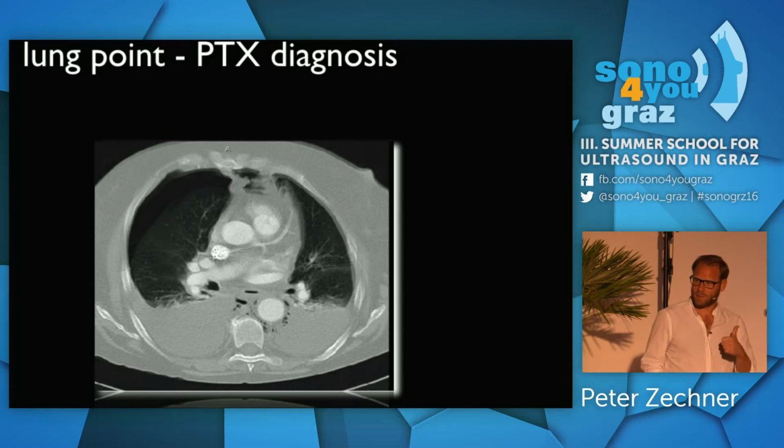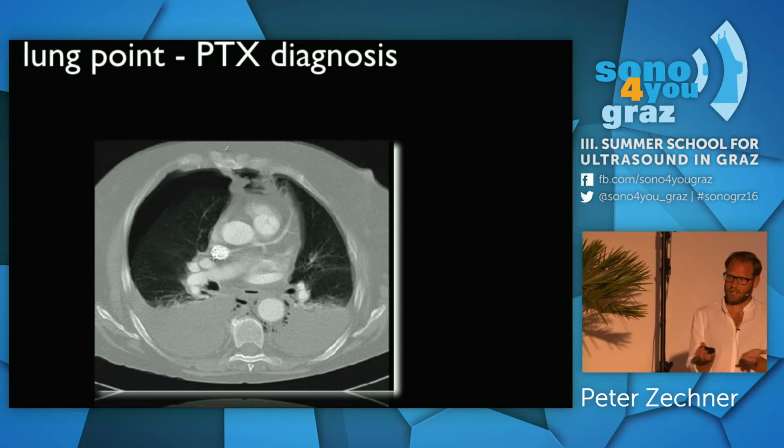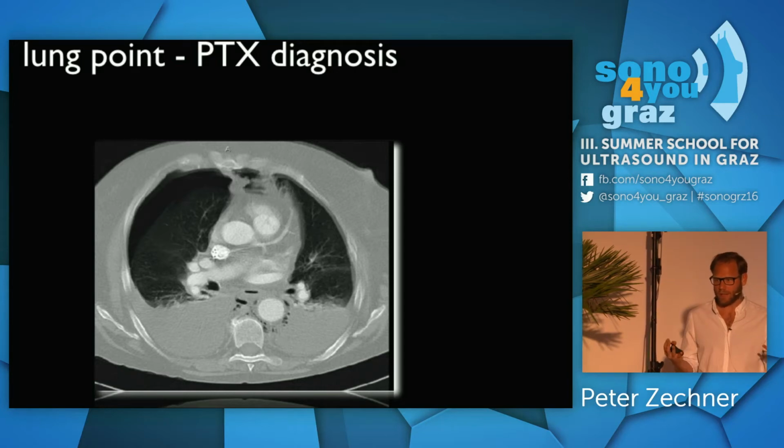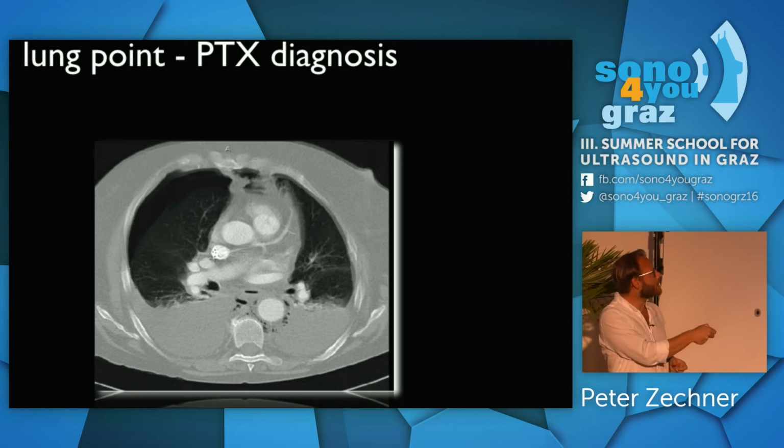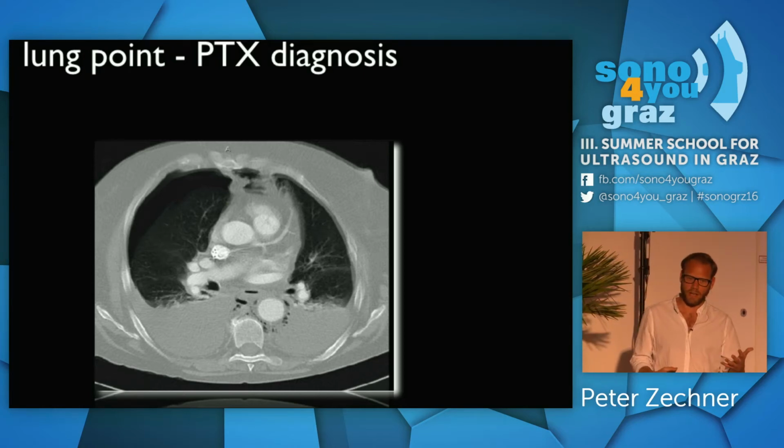Sometimes we can't, but what's the reason for that? If there is too much air and the whole lung collapses and is surrounded by air everywhere, we do not find the lung point, because we need an area in which the lung is attached to the thoracic wall. Otherwise, we do not find the lung point.